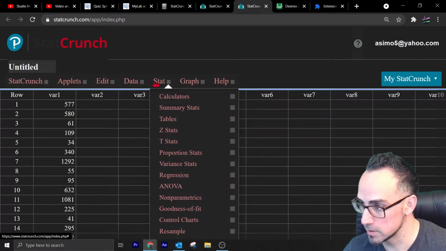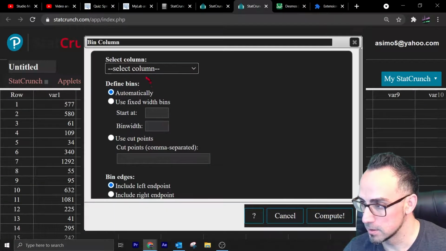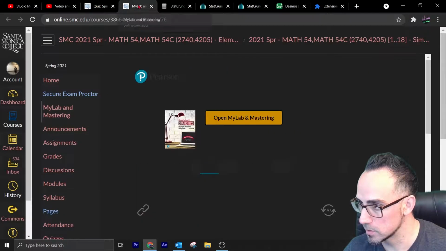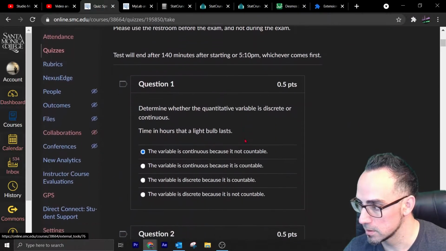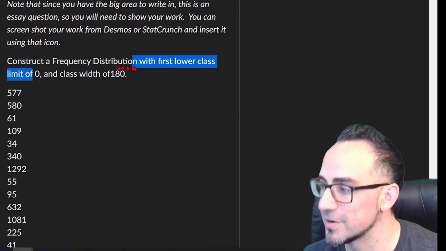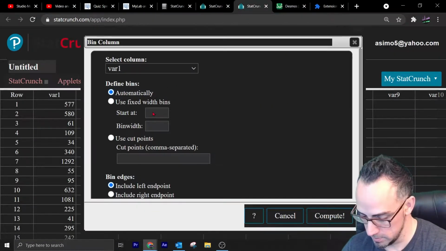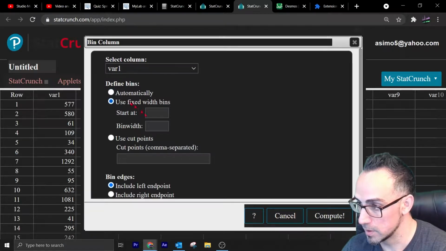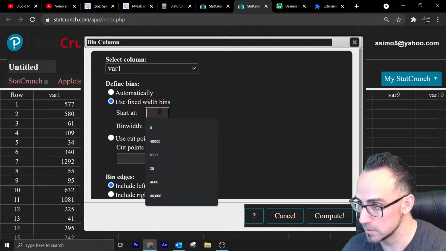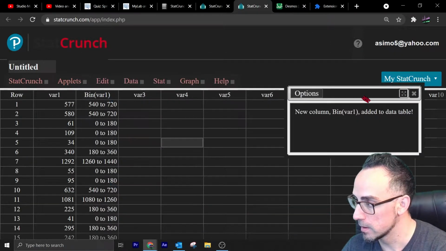So I'm going to go to data first. Need to bin the data. I'm gonna pick the first column. If the question probably said something about, let me go to the question. Okay, first lower class limit of 0 and a class width of 180. So what we do is we put 0. We'll click this, use fixed width bins, 0, 180. Okay, that's it. That's the first step.